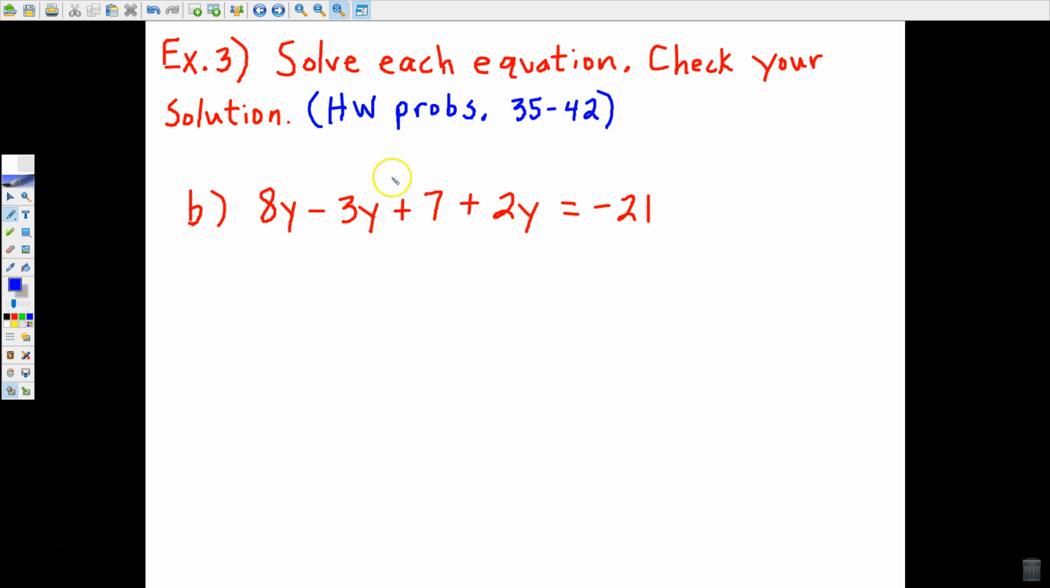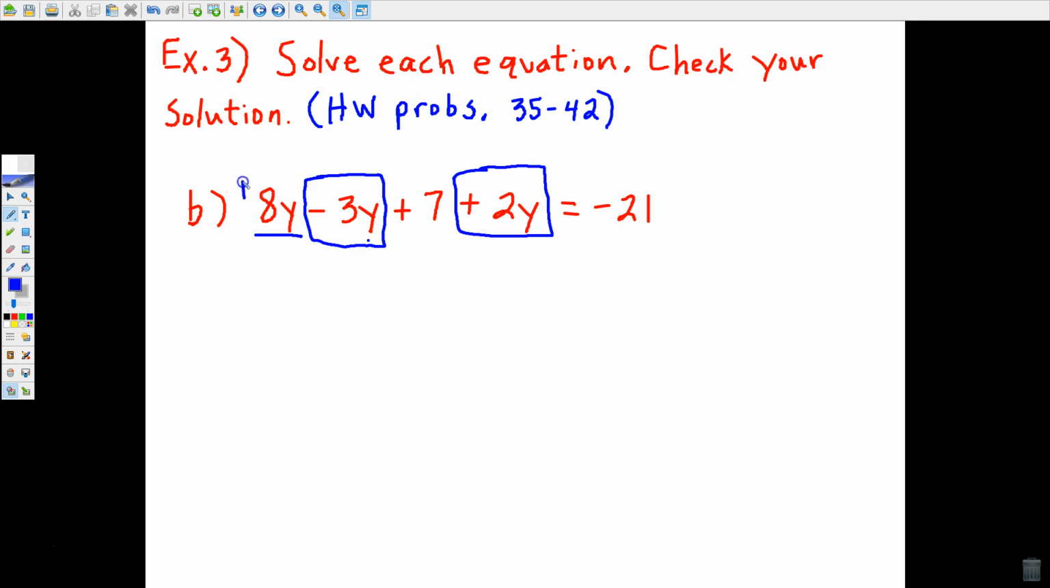All right, letter B, same idea, except if you'll notice, we have what are known as like terms. What are like terms? You probably learned in Algebra 1. Like terms are terms that have the same variable, and not only that, but that variable has the same exponent. So here's a pair of like terms, 8y and -3y. These would be considered like terms. And then there's another like term to go with those.